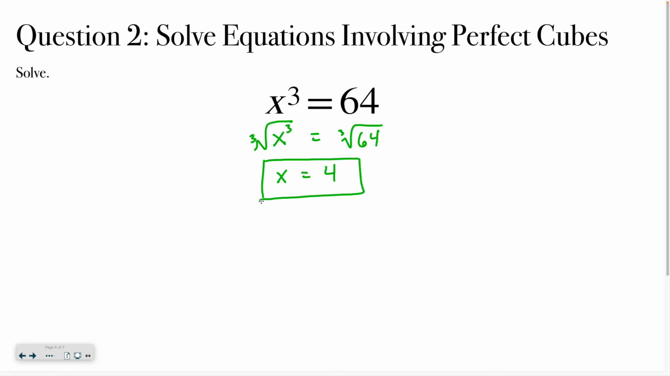All right, hopefully for this problem, you looked back at your cube root chart and you saw that 4 cubed is 64. So you determined x equals 4. I do still want you to practice writing out that work, okay? So if you just wrote the number 4, you got the right answer, but I would not give you full credit. You need to practice writing out that work. All right.